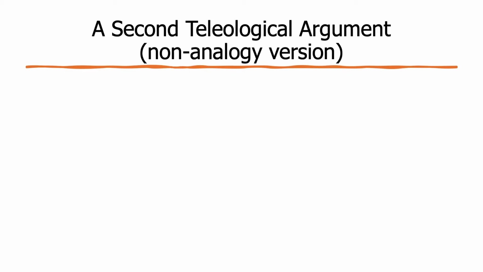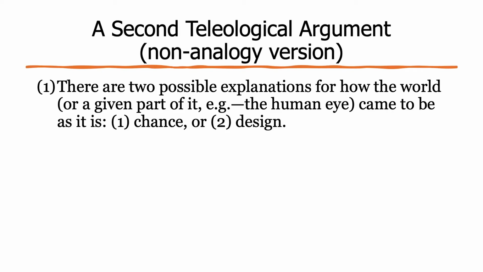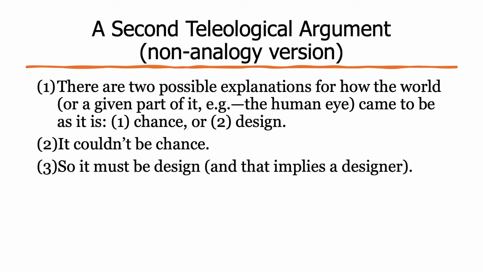We'll call this version the non-analogy version. So it begins with premise 1. There are two possible explanations for how the world, or a given part of it, for example the human eye, came to be as it is. One is chance, and the other is design. As we just saw, according to Paley, it couldn't be chance, so it must be design. And this implies a designer. And of course, this designer must be God.